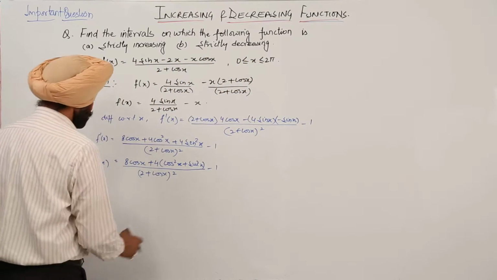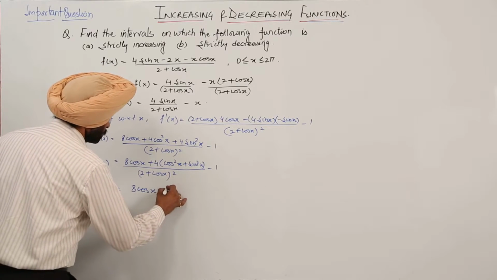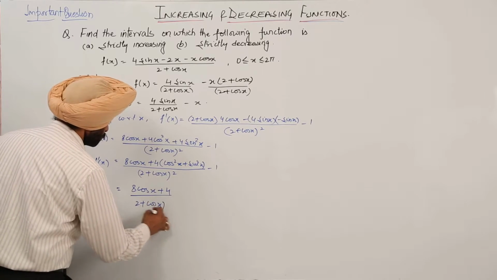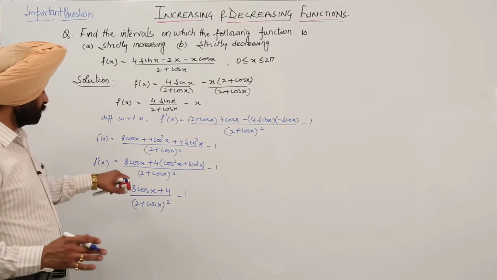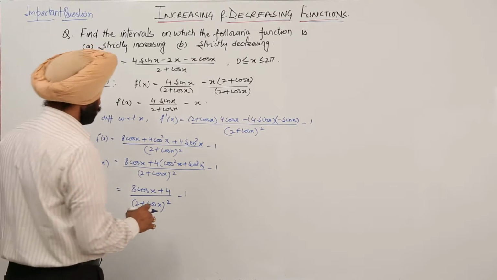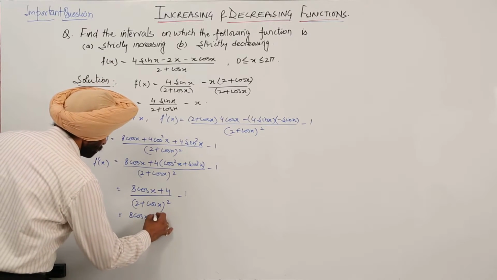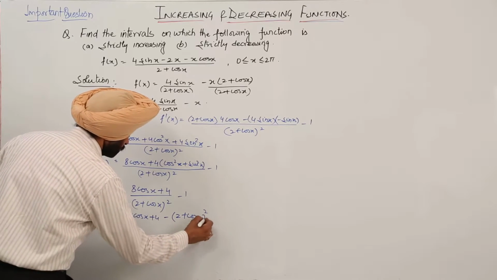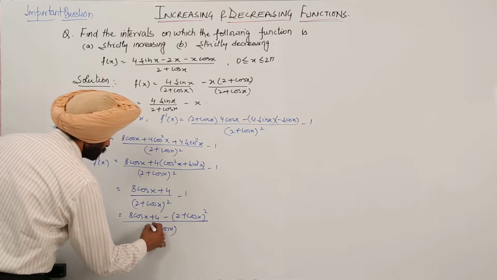Okay, so now we have 8 cos x plus 4 upon 2 plus cos x whole square, minus 1. Now we are going to use the step which I was writing there. Now we can write it as 8 cos x plus 4 minus 2 plus cos x whole square, upon 2 plus cos x whole square.